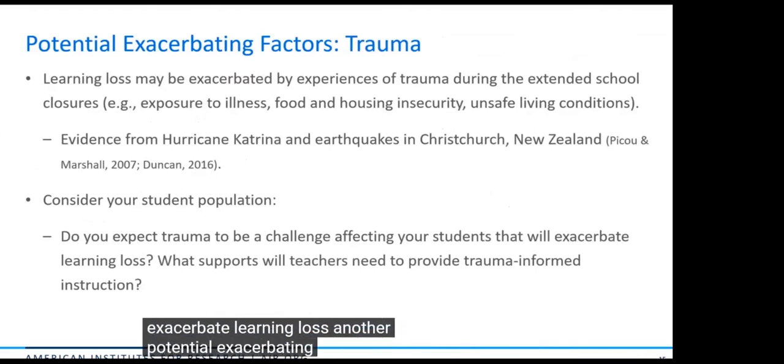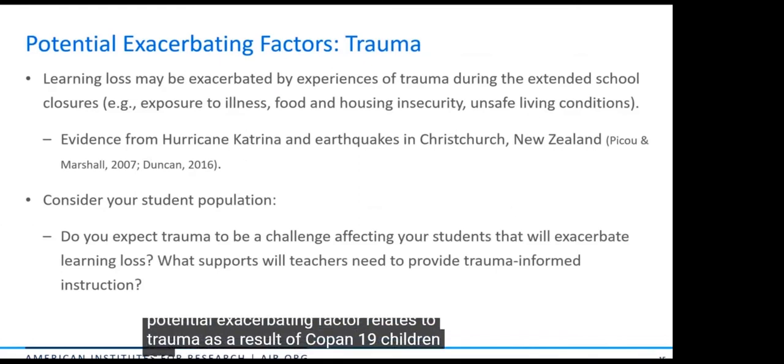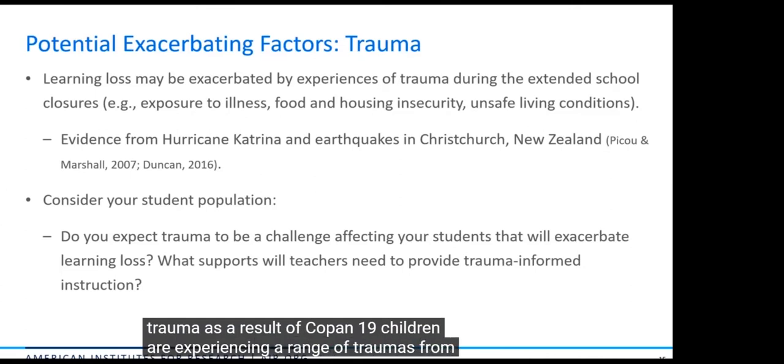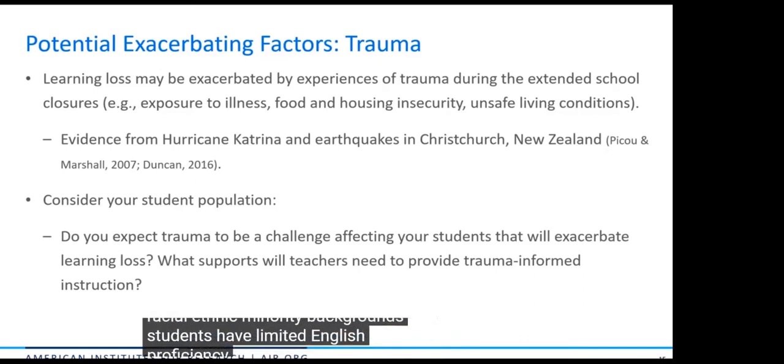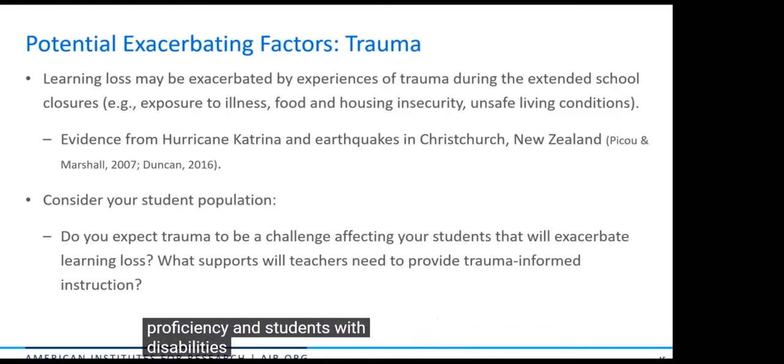Another potential exacerbating factor relates to trauma. As a result of COVID-19, children are experiencing a range of traumas, from illness of caregivers to food and housing insecurity, lack of social services, concerns about safety, and more. These traumas are likely to be felt more by low-income students, students from racial ethnic minority backgrounds, students with limited English proficiency, and students with disabilities. Due to trauma, students may not be able to take full advantage of distance education, and they may require substantial emotional support before the work of recovery and learning can begin.